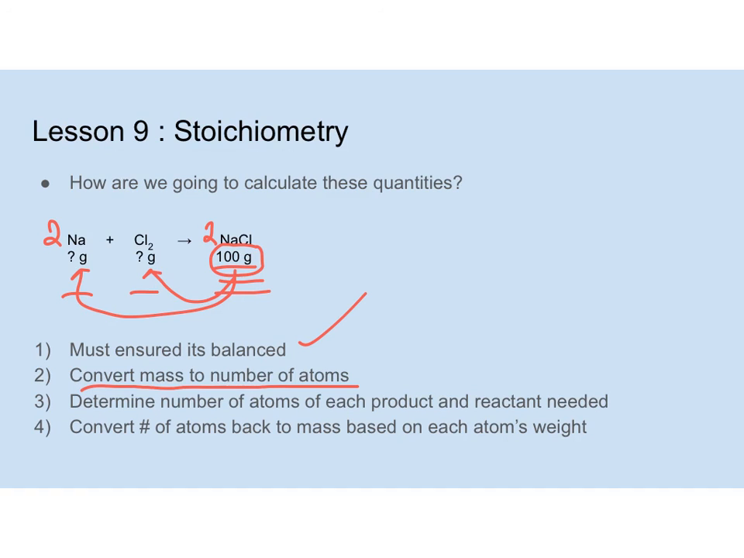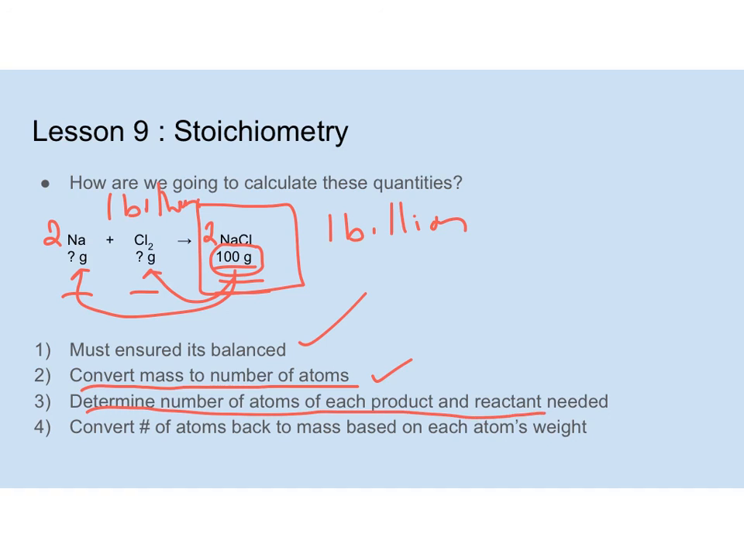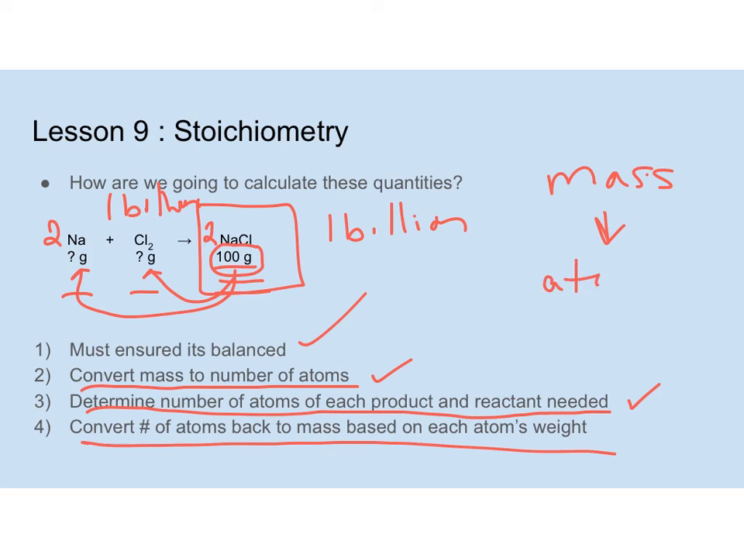Once we know those number of atoms, then we can say, if there's that many chlorine atoms on this side, so say there is 1 billion chlorine atoms on this side, then there must be 1 billion on that side. So our next step is we determine the number of atoms in each product and reactant. Once we know the number of atoms, then we convert the number of atoms back to mass. So really what we do is go mass to atoms and then back to mass.